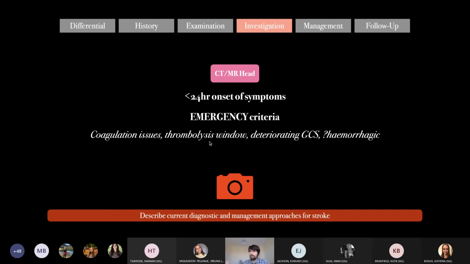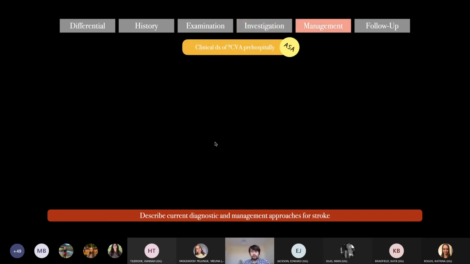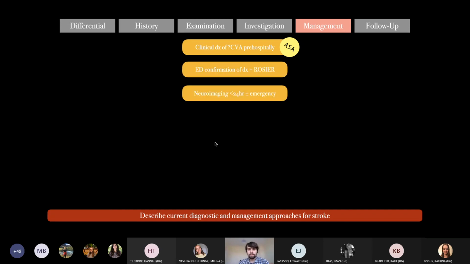This is the window where the evidence says if you give a drug to bust the clot, bust the blockage that's causing the ischemia, the infarct, and you do that within a certain time window, there is enough time left to salvage brain tissue. Okay, and so that is anywhere between 4.5 to 6 hours, depending on what the CCG says. So if you encounter a patient in terms of the management who you think has a clinical diagnosis of stroke, you give ASA, which is aspirin, okay, acetylsalicylic acid.